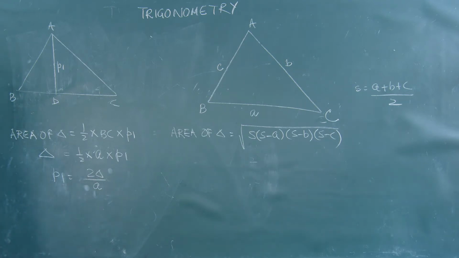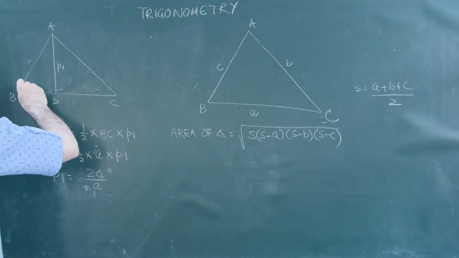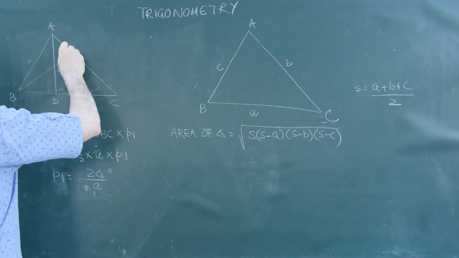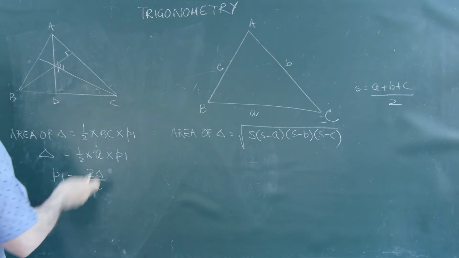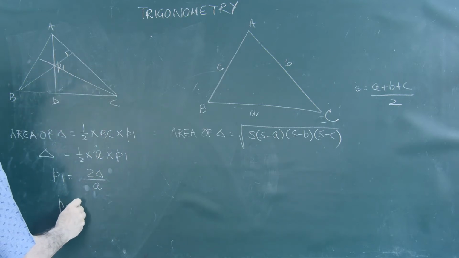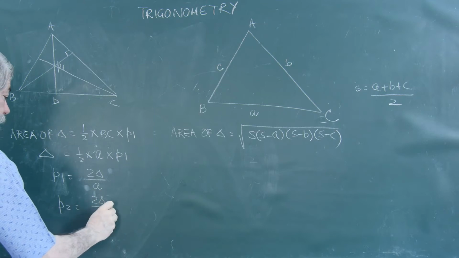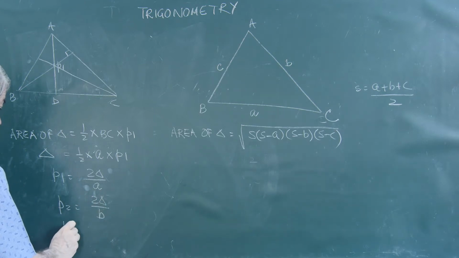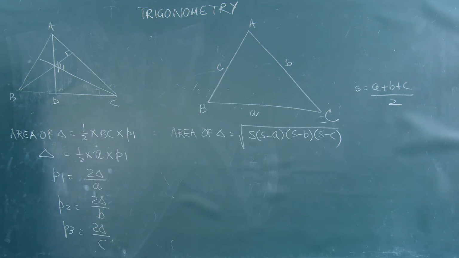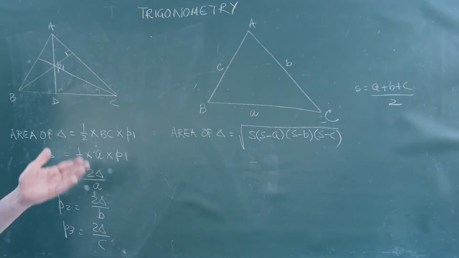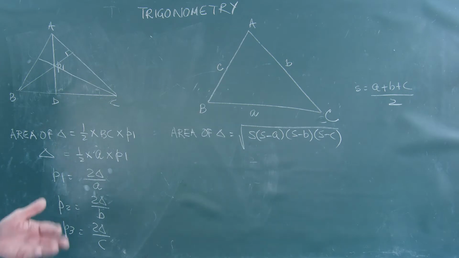2 delta upon a. If you have to calculate the height of the triangle and you know the area and the base, then you can use this formula. Similarly, if P2 is the perpendicular here and P3 is the perpendicular here, then P2 could be equal to 2 delta upon b and P3 could be equal to 2 delta upon c, depending upon which vertex and which side we are taking to drop the perpendicular.